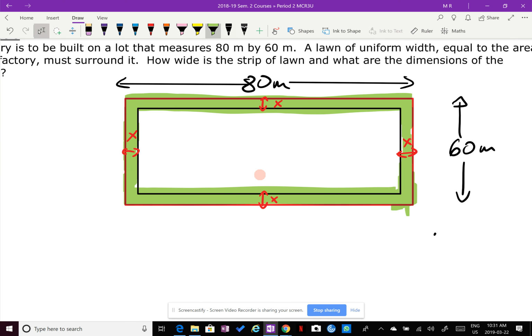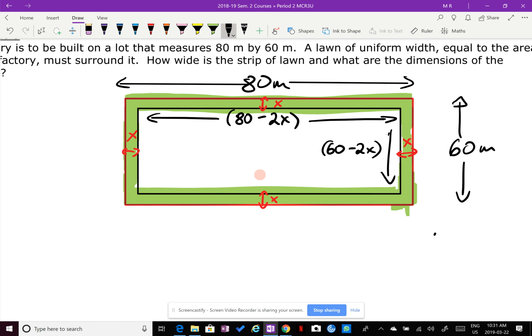And so my factory, well, my factory can no longer be 80 meters long. It has to be 80 minus 2x. So that's the length of my factory. And the width of my factory has to be 60 minus 2x. So that's the width.